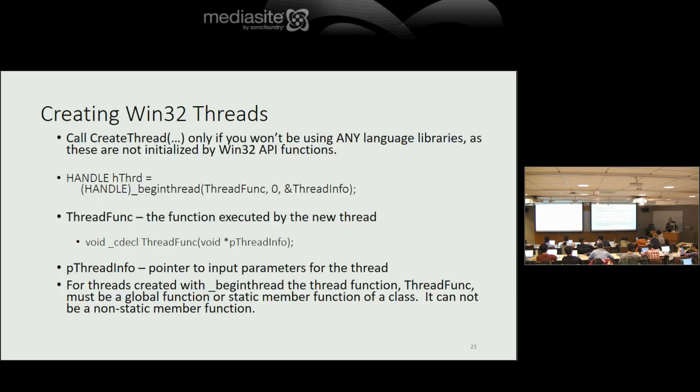Creating Win32 threads. So the API for all of the kernel objects, the thread is a kernel object, has a create function. There is a create thread function that returns a handle, and you shall not use it. Here's why. That create thread function does not initialize the C or C++ libraries. Does not.